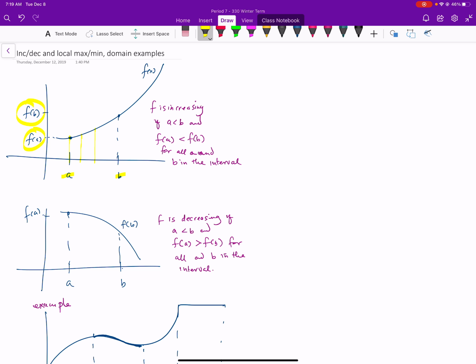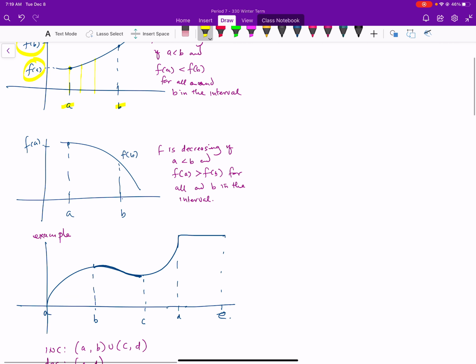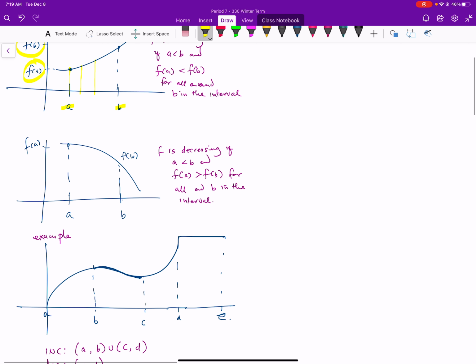All right. As you are scanning, you can see that the function is increasing and the y values keep increasing from a all the way to b. Likewise, a decreasing function means that as you scan from left to right, from a to b, the y values are getting smaller as you keep going. All right. And we looked at constant. Constant is when, as you scan from left to right, the y value remains the same.